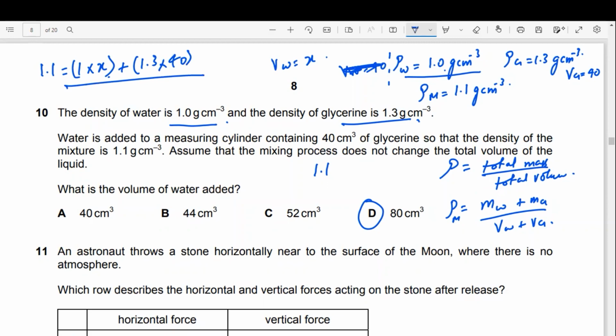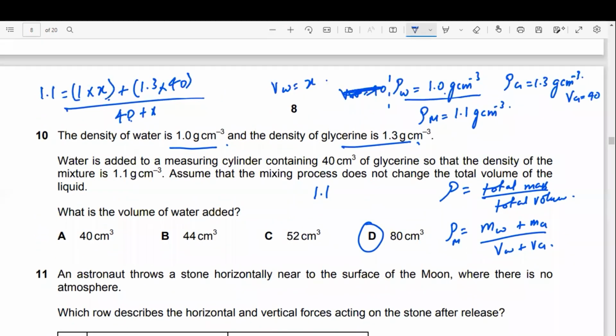अगर आप टोटल वॉल्यूम की बात करें तो टोटल वॉल्यूम है आपके पास 40 plus x. X is the volume of water and 40 is the volume of glycerine. अब आप इसको simultaneously solve कर लें. ये हो जाएगा 1.1 is equal to 52 over x plus 40. इसको अब आप solve कर लें इस equation को. तो आप जब इसको solve करेंगे तो आपके पास आंसर 50 आएगा. इस तरह से आप ये इसकी कैलकुलेशन करेंगे. I hope this is clear to all of you.